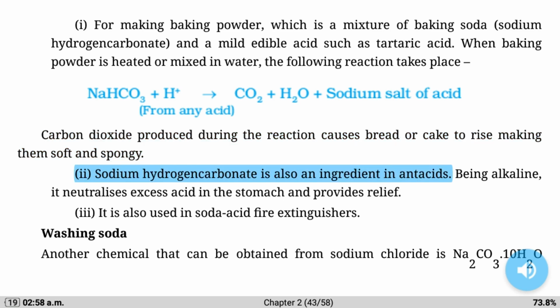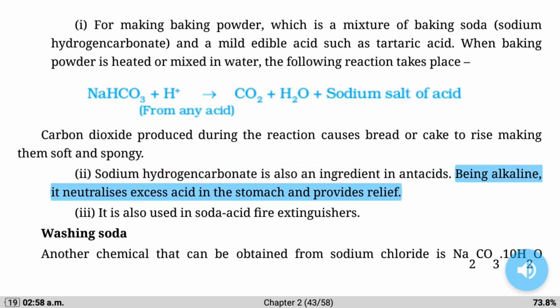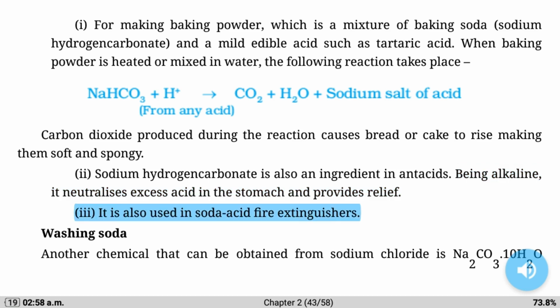Sodium hydrogencarbonate is also an ingredient in antacids. Being alkaline, it neutralizes excess acid in the stomach and provides relief. It is also used in soda-acid fire extinguishers.